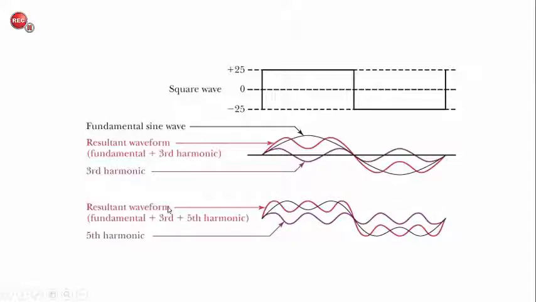And so if we added the fundamental with the third harmonic and the fifth harmonic, if we added those all together, the wave would start to approach something that looks more and more like a square wave. If we added in the 7th and the 9th and the 11th and so on, we would eventually get something that looks like a very pure square wave. So that's represented here, just to give us an idea of how these square waves are generated.